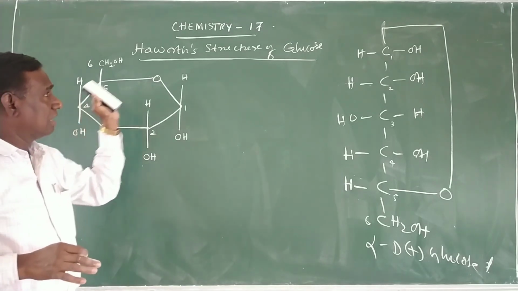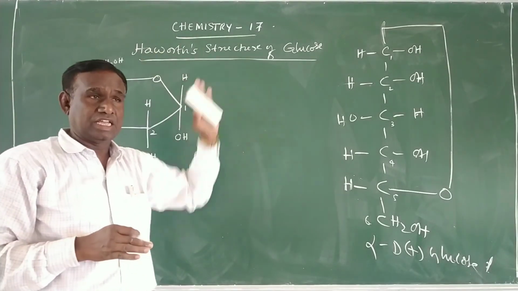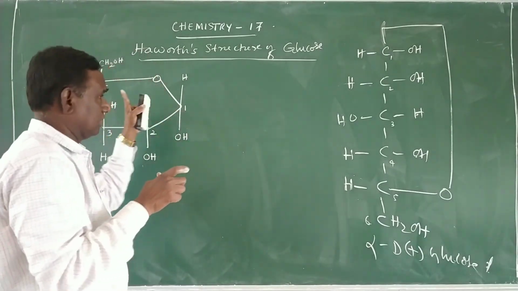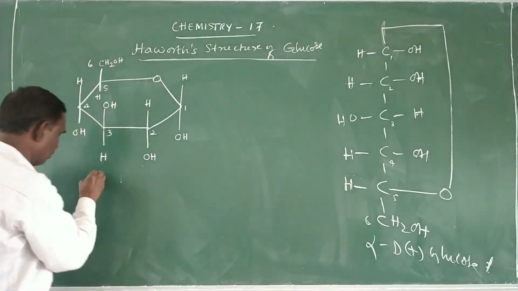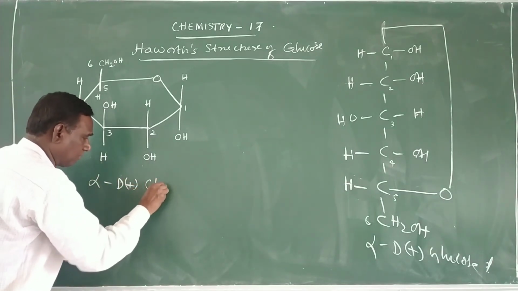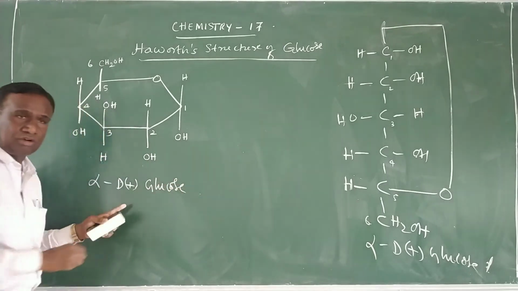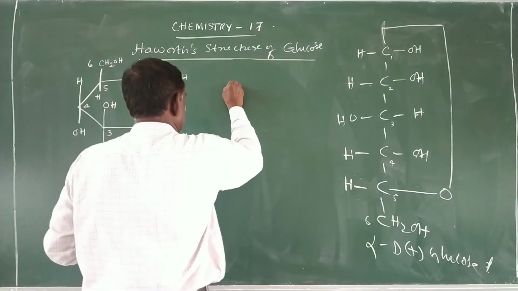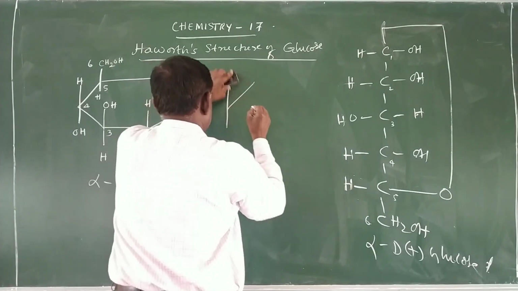This Haworth hexagonal ring has 6 corners. It is alpha D plus glucose, the Haworth structure for alpha D glucose. Next, beta D glucose: you have to write the same thing like this.